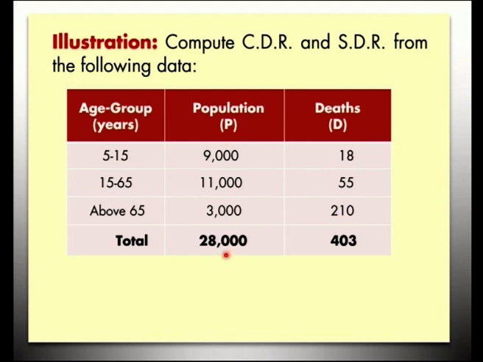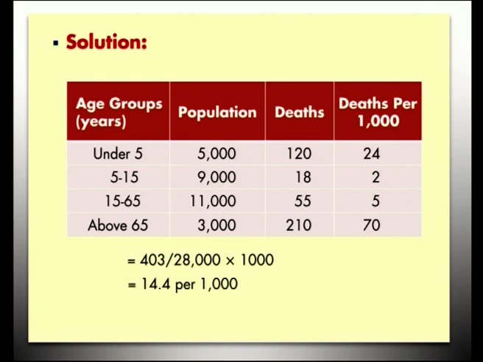So, just take the totality, and this is the question. The total is also given. The total population in the particular area is 28,000 and the deaths are 403. The solution is given by, we have to calculate CDR. For age groups, population and deaths per 1000 are being calculated. For the age group under 5, the population given in the question is 5,000 and deaths are 120, and deaths per 1000 is calculated as 24, that is deaths divided by population, multiplied by 1000.